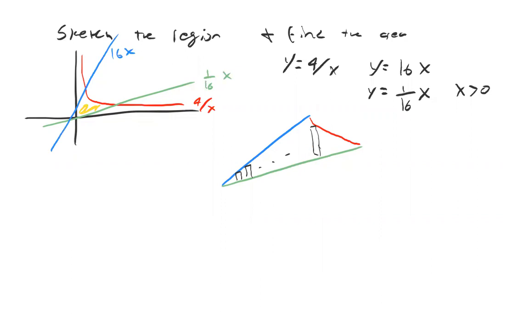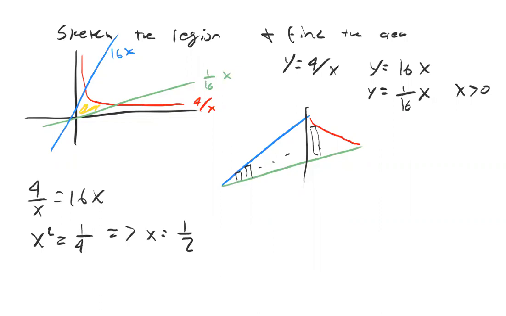So what we're going to have to do for this one is figure out where the top function changes from blue to red. And the way we do that is we figure out where the blue one is equal to the red one. So for this one, what we're asking is when is 4 divided by x equal to 16x, and this one is pretty straightforward to solve. So x squared is equal to 1/4, and this tells us x is equal to 1/2. Positive because we're told x is positive over here.